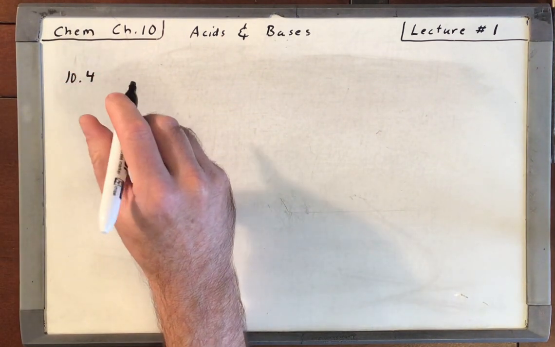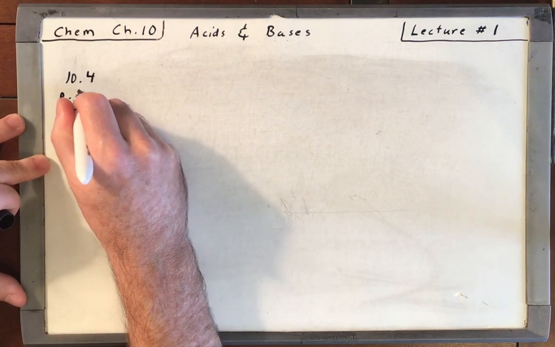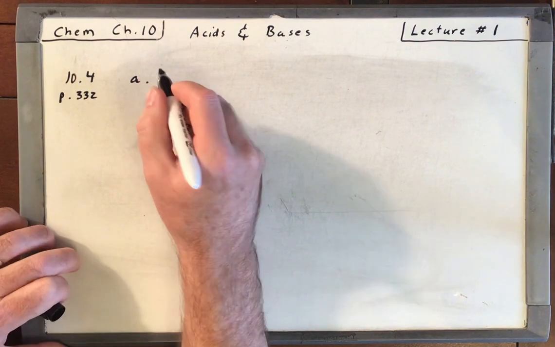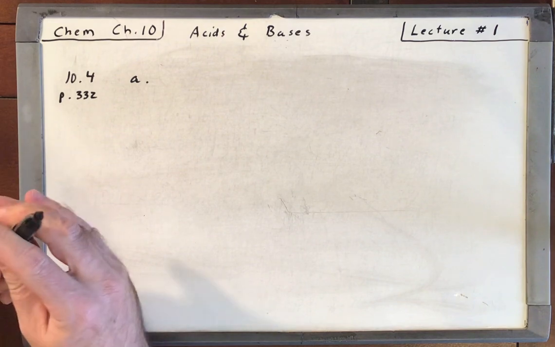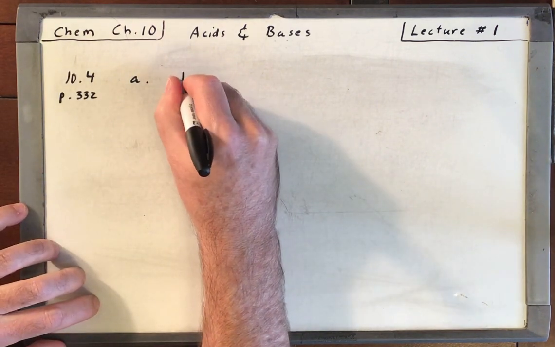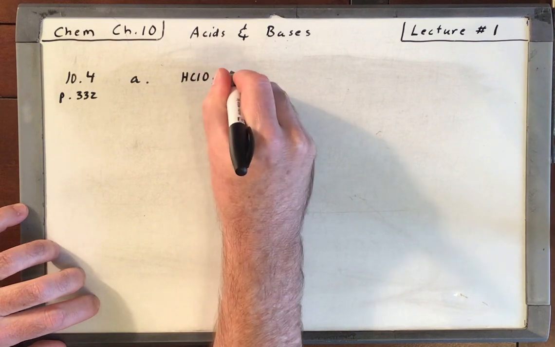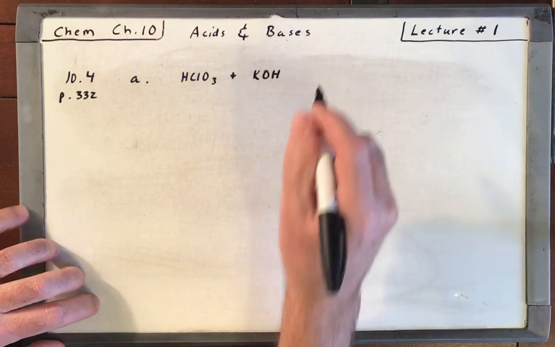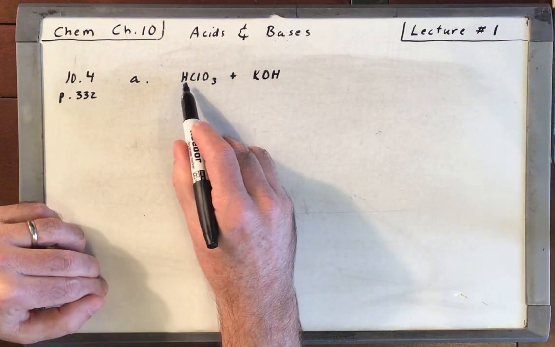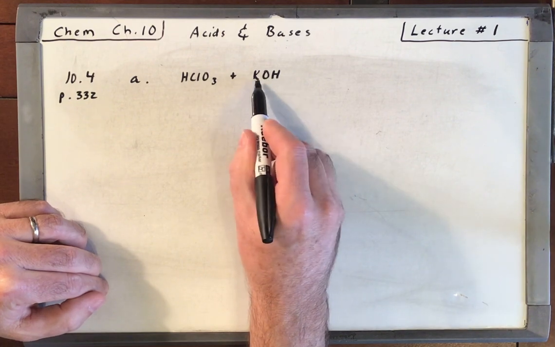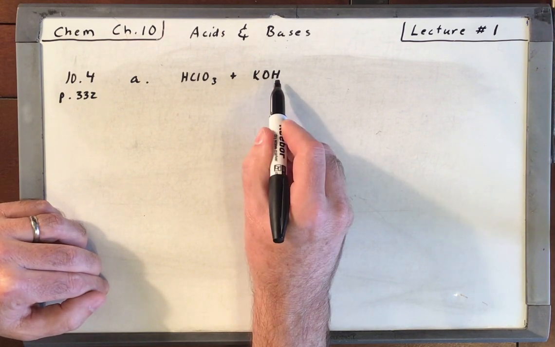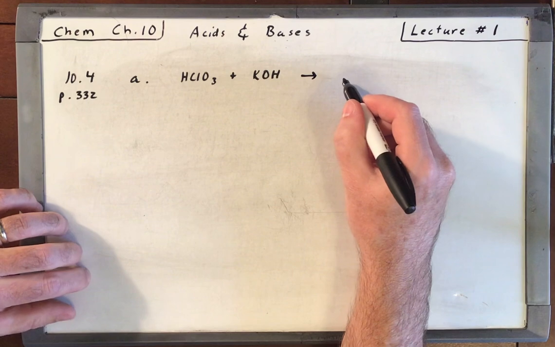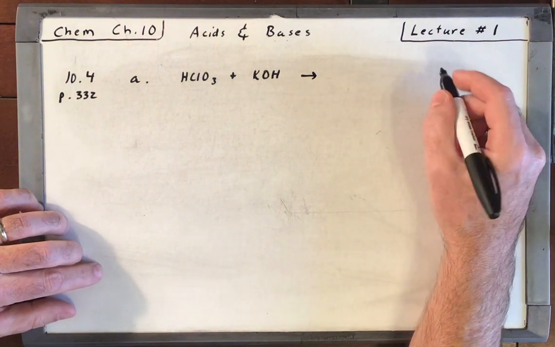All right, we are on page 332. Reaction A is we want to predict the products, and we also have to balance, of HClO3 and KOH. So this fits reaction 1. Acid, okay, starts with a hydrogen, and a hydroxide base. We have a hydroxide and a metal, so that's an ionic compound. All right, acid plus hydroxide base makes a salt plus a water. We know it makes a water.